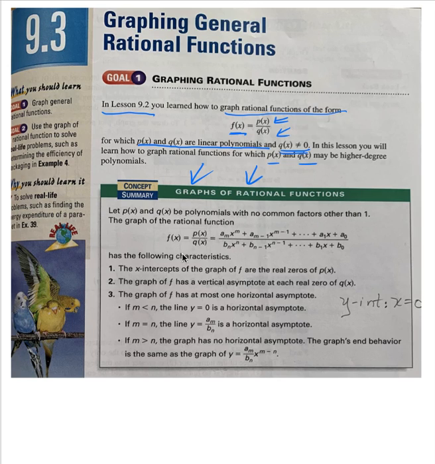And this green box tells you how to graph anything. So let's just read over it, and then we're going to use this to graph all the rest of the problems. It says, let p of x and q of x be polynomials with no common factors other than 1.